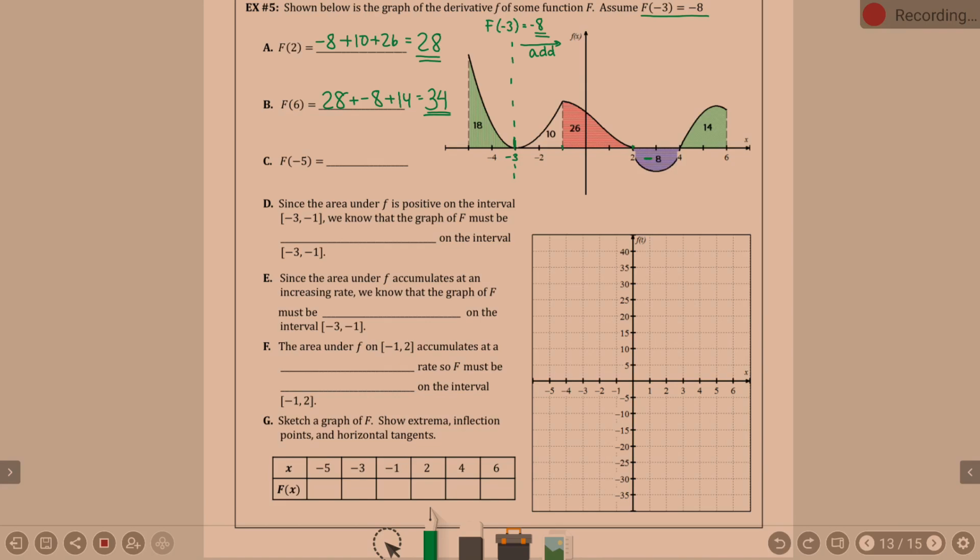Zero? No. 18. You'd subtract negative 8 minus 18. So we still have at negative 3 this starting value of negative 8. It is our starting value on all of these problems. What's the difference here? Go backwards. You're going backwards, you're going left. So what are we going to do? We're going to subtract. So even though this 18 is above the x-axis, we are subtracting the 18. And negative 8 minus 18 is negative 26.